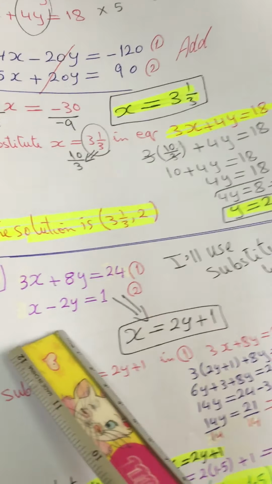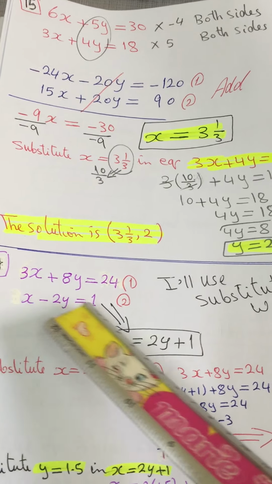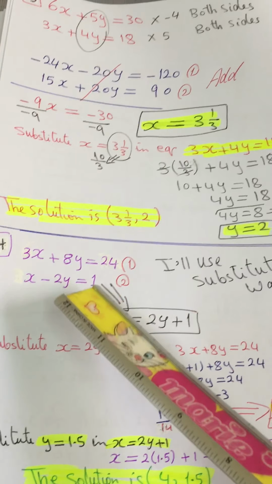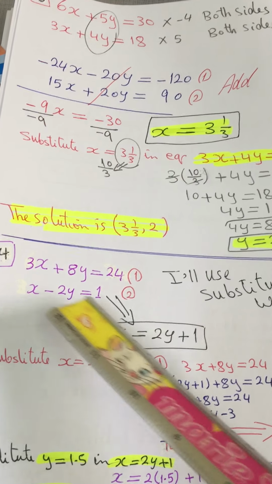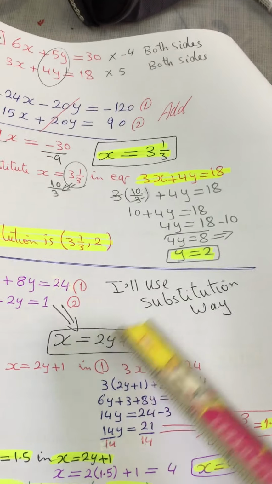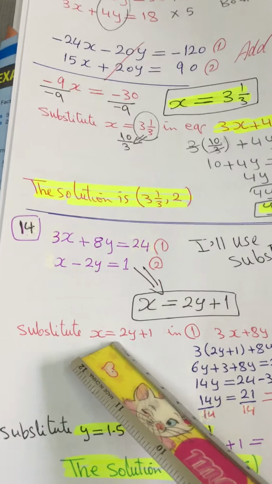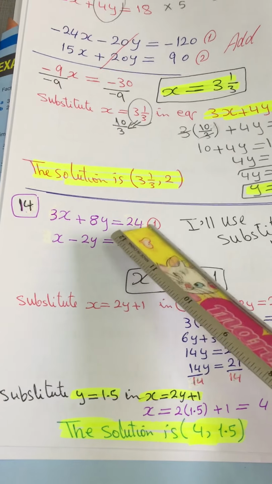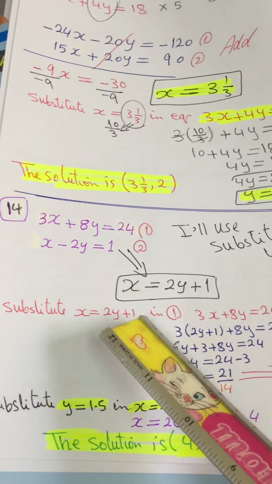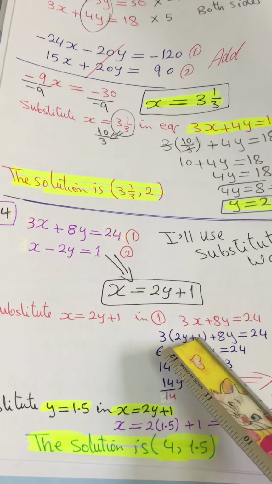Here I'll use the substitution because I can take this equation and handle it. x equals, I'll take negative 2y to the opposite side, equals positive 2y plus 1. I'll use the substitution way. Now I have x equals 2y plus 1, substituted in equation 1. I label the two equations like this. I'll substitute the value of x in equation 1 this way.